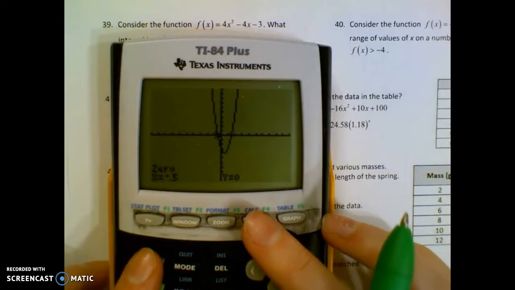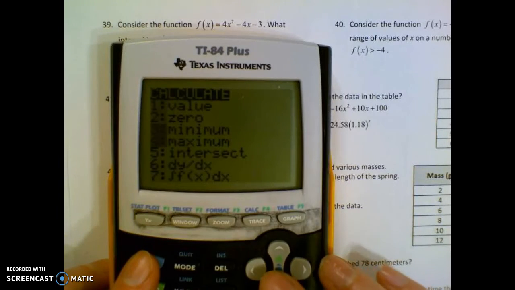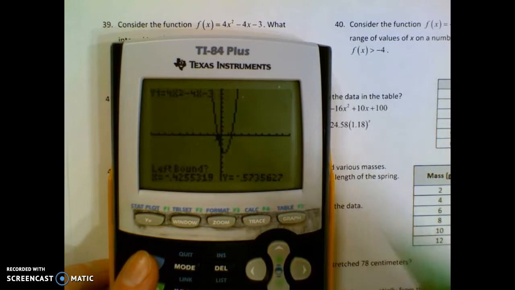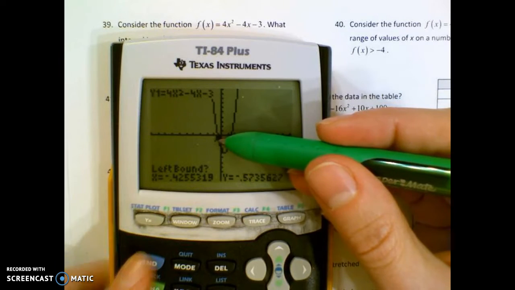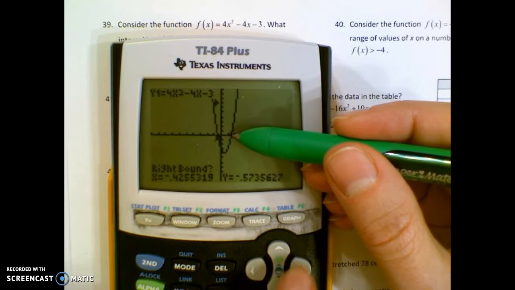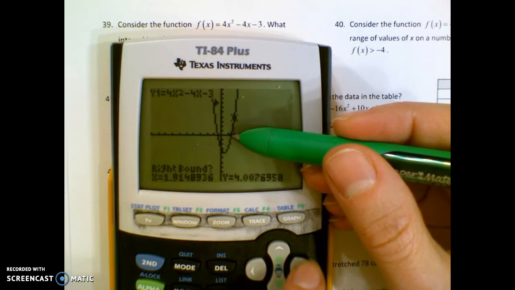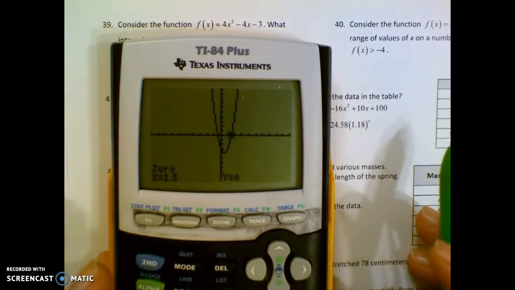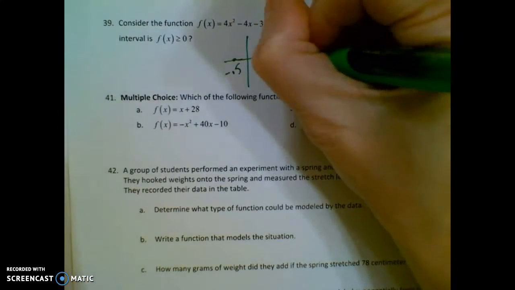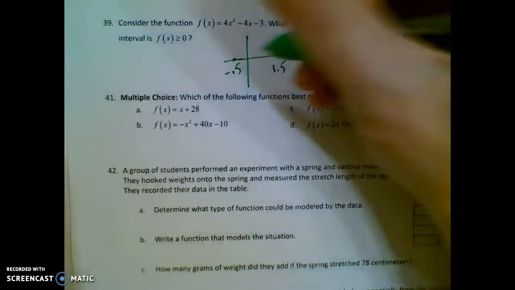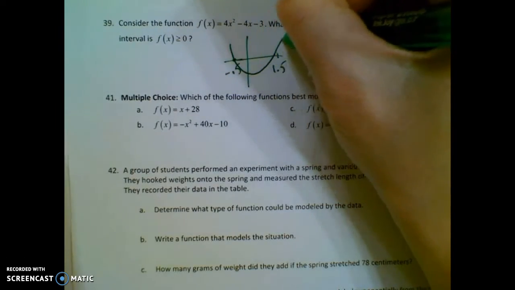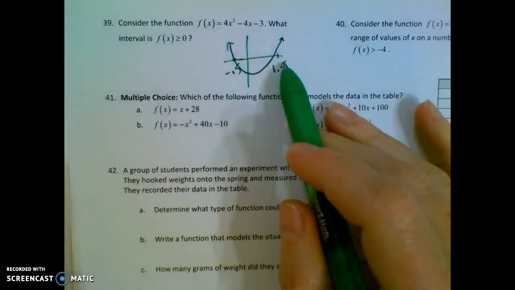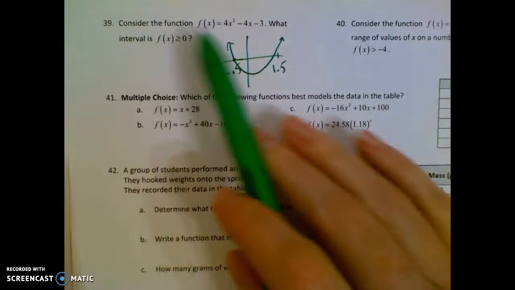I want to find my other 0, so I'm going to go second trace, go down to 0. Trying to find this 0. So left bound, I already am left bound. Right bound, I've got to press the right arrow key until I'm to the right of that answer. Press enter. Guess, press enter. 1.5. And then we don't really care exactly how it looks, we just care that it's close enough. That looks like that.